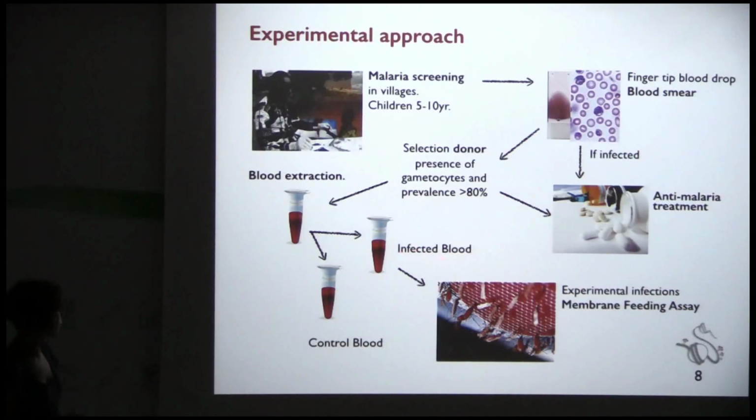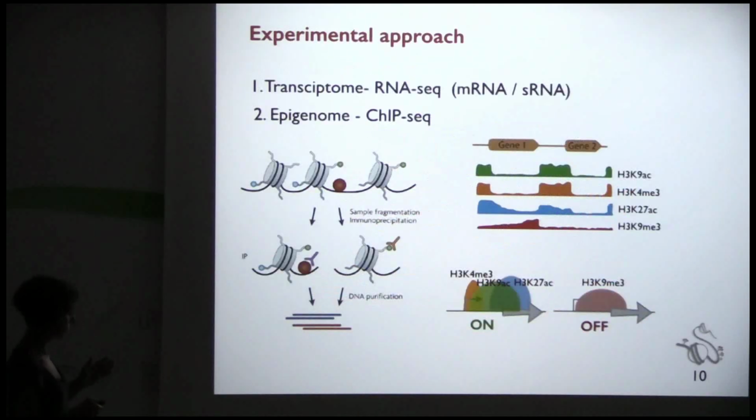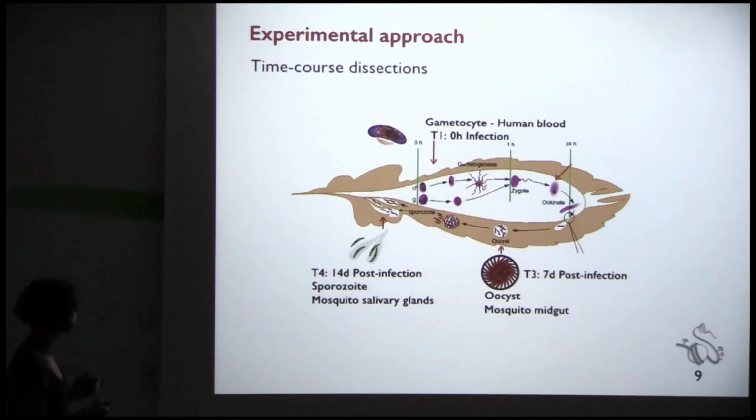We took infected blood and also control blood, in which we kill the parasite by temperature. So this is a real negative control, and then with this we infect the mosquitoes. Then these mosquitoes that were infected, we performed dissections at different time points that correspond to the different developmental stages of the parasite in the mosquito.